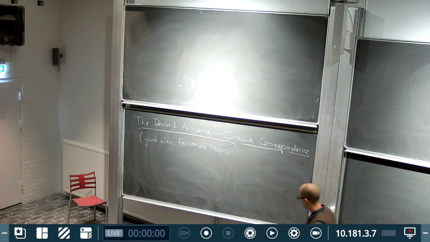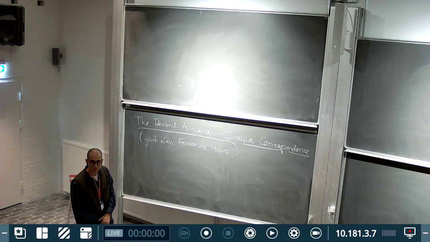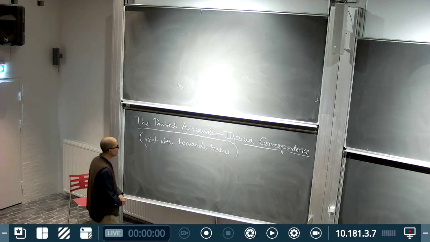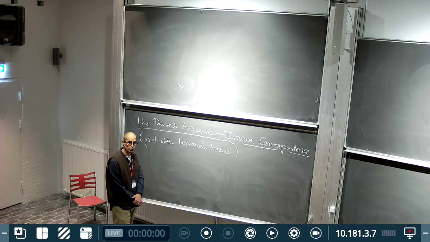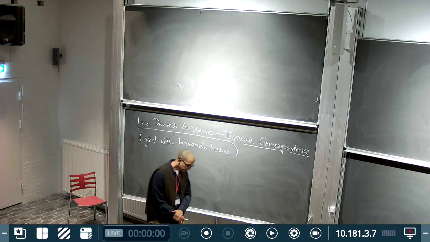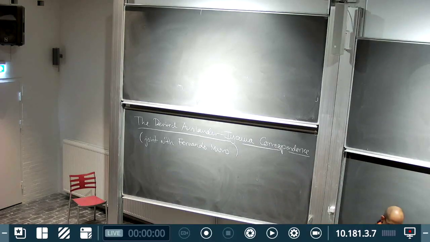So this series of lectures is about something that we call the Derived Auslander-Iyama Correspondence. This is joint work with my collaborator Fernando Muro from Sevilla, who actually established this correspondence in what we will come to call, in the series of lectures, the case d equals 1. This will become more meaningful later.